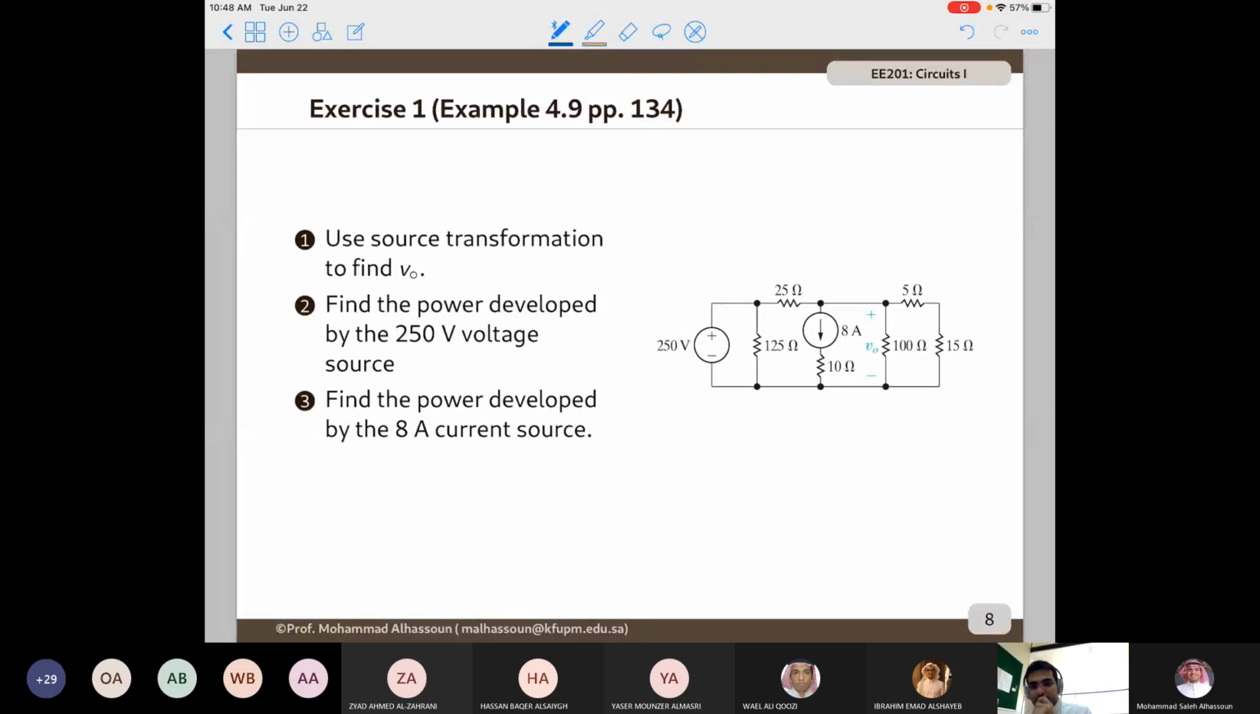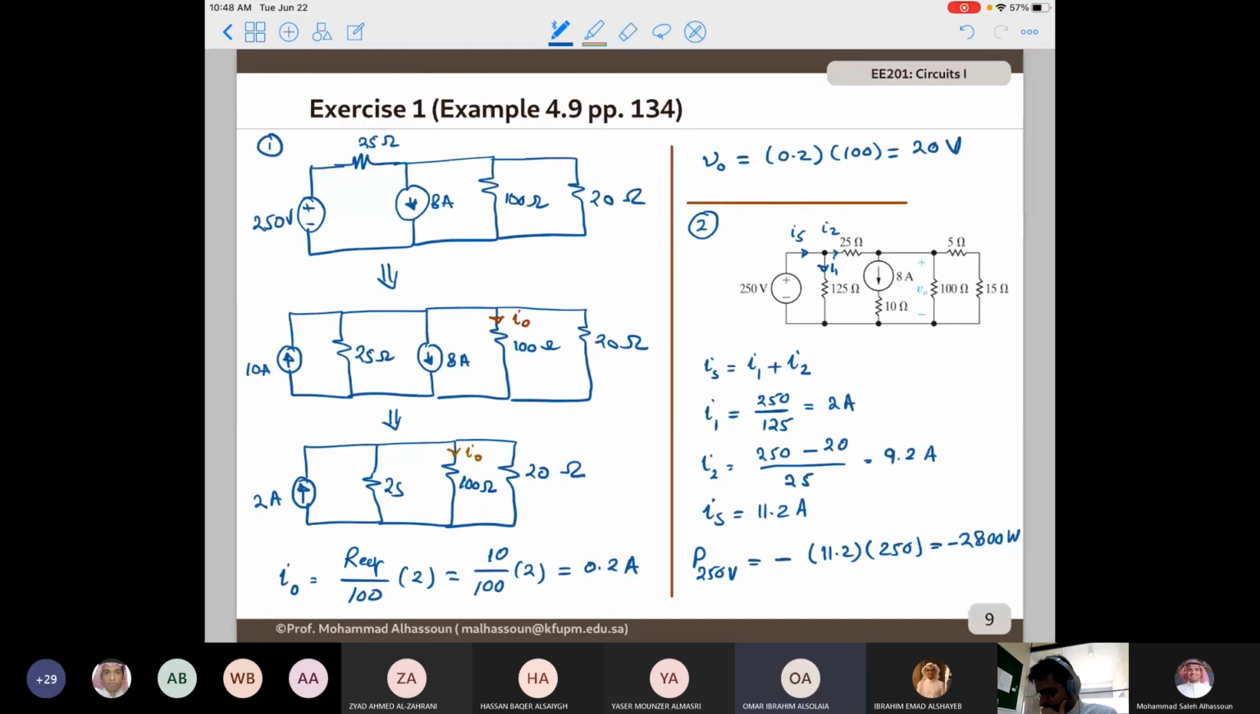Omar, question? Yes, doctor. Quick question, please. Why did we subtract 250 minus 20? I mean, sorry, not why, how? Because we measured the voltage from the previous step. We said that the voltage V0 is 20, right? So the voltage here is 20 volts. Okay. So if you apply Ohm's law, you're trying to find I2, it will be 250 minus 20. Okay, yeah, thank you. Good.